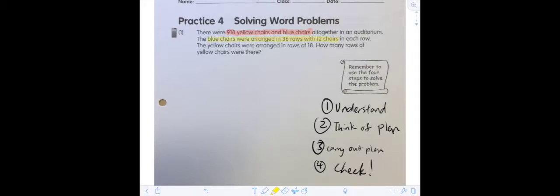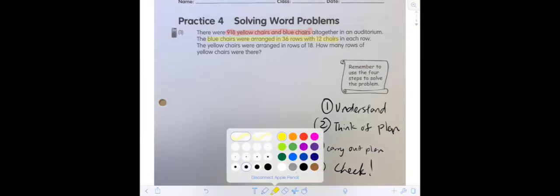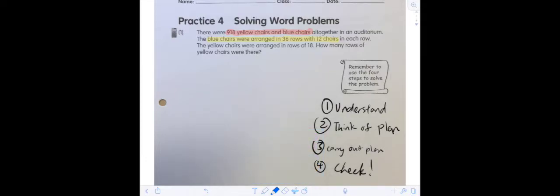Then the last bit of information here is actually the one that they want you to find. What do they want you to find in this? They're saying the yellow chairs were arranged in rows of 18. And lastly, the question itself: how many rows of yellow chairs were there? Alright, with this information in mind, let's start working out the problem.